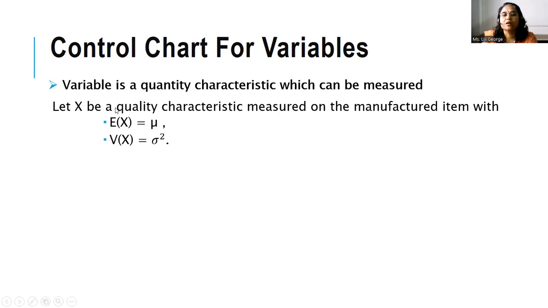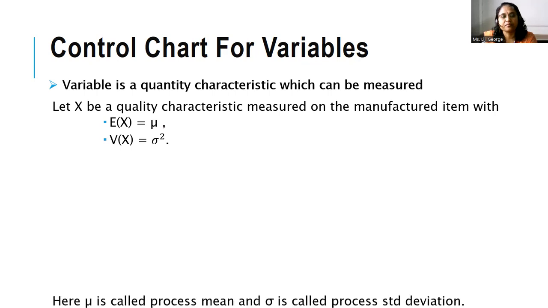Let X be the quantitative characteristic measured on the manufactured item, which has a mean. Now, expectation of X, E of X, is what we say in statistical language as expectation, which is otherwise known as the average or mean. Mean is denoted by mu, and the variance of that random variable turns out to be what we denote as sigma square. So we have measured some quantitative characteristic, and for that we know what is its average. That means we have calculated it out. We know what is its standard deviation.